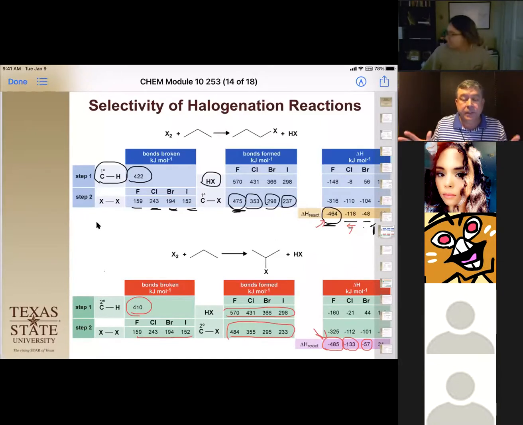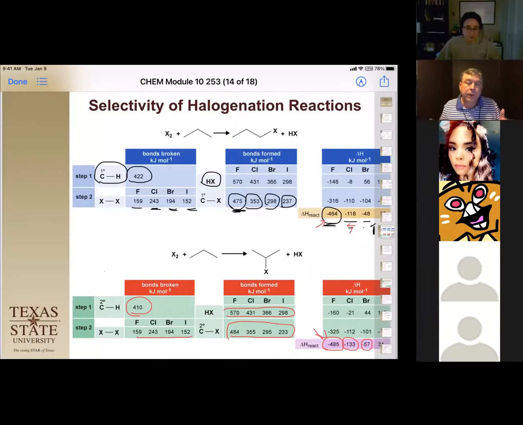Okay, so the last time we were here, we were talking about how there was a different selectivity between the reactions in fluorine, chlorine, bromine, and iodine. And what we learned from this slide is that the fluorine reaction is very exothermic. If we compare all the bonds broken and subtract all the energy from the bonds formed, we saw that fluorine was very exothermic. Chlorine was a little bit exothermic, bromine was barely exothermic, and iodine was endothermic, okay?